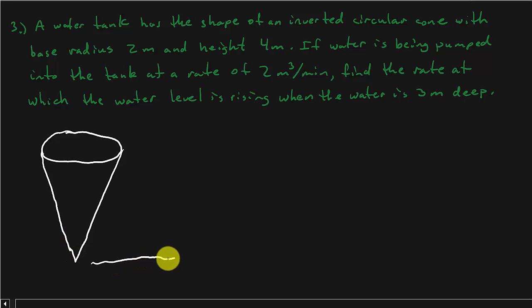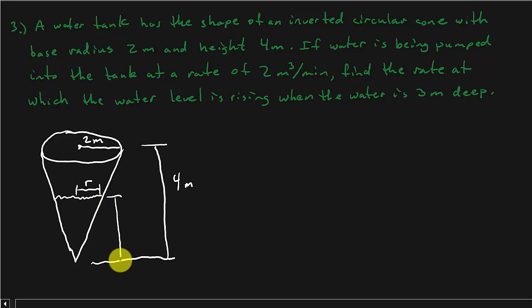All right, and we know this height is 4 meters. We know the radius is 2 meters, and we've got some water right here, okay? And from here to here, that's the radius, and from here to here, that's the height. So this would be the radius at any given height of the water, and here's the height of the water, okay? Wherever it is, you've got water being pumped in.